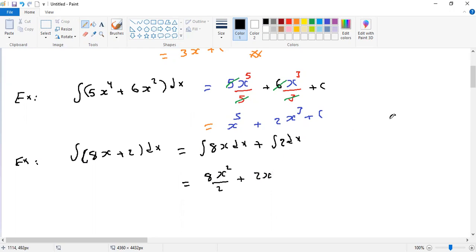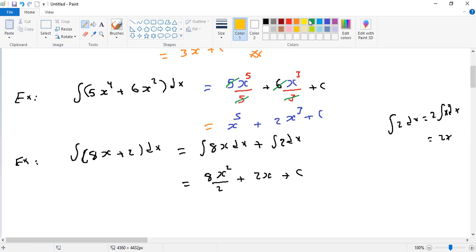Why? Because you have the integral of 2 dx, so 2 is the k. What is the x? There is no x, which means 1, x to the power 0, like I have x which is 1, so it will be 1 over 1. The derivative of 2x is 2. So the integral of 2 is 2x plus constant.